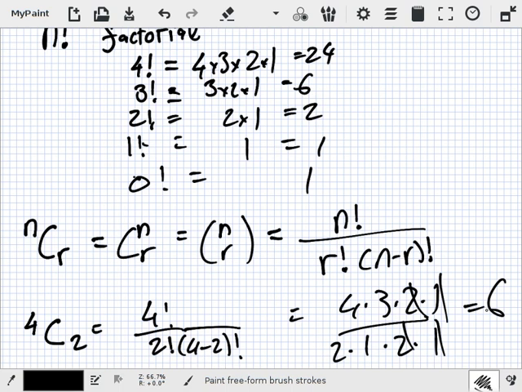What is the logic behind the factorial? It's quite complicated, but I'll give you a very, very simplified reason. I'll just scroll over.